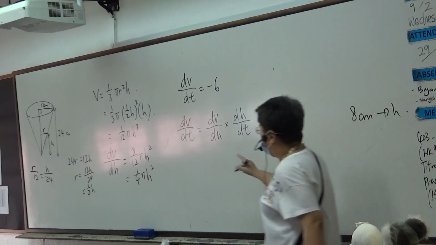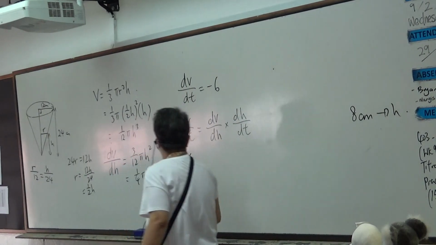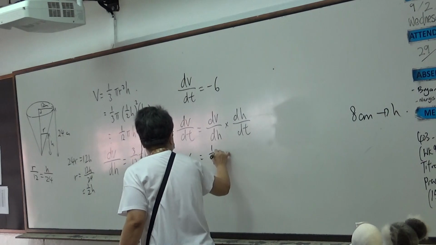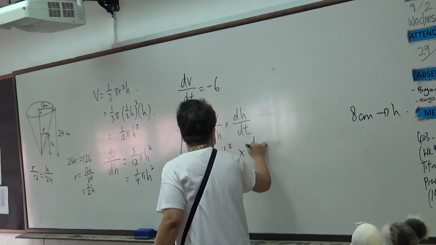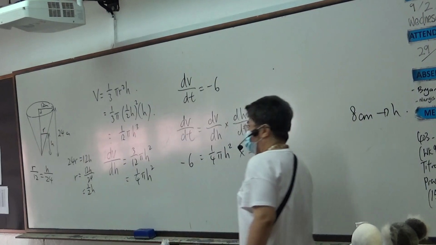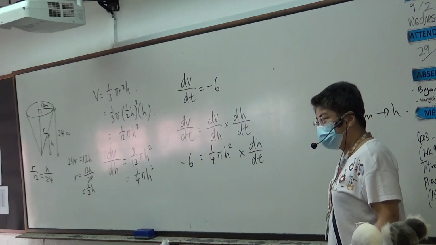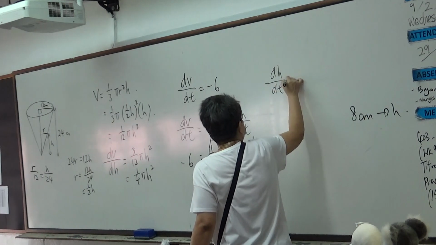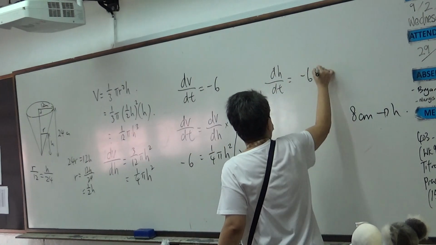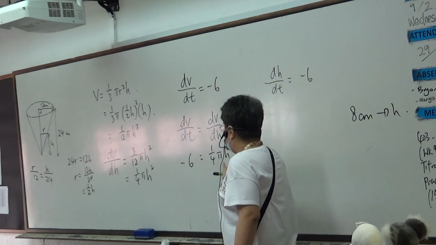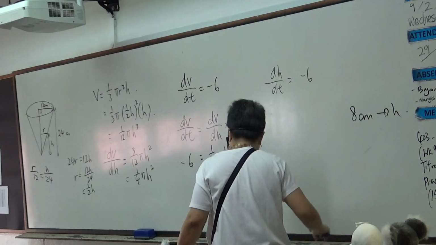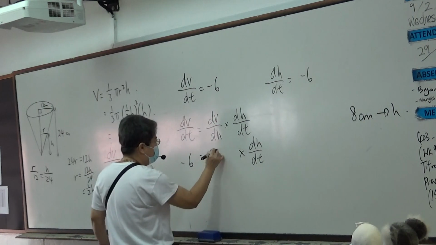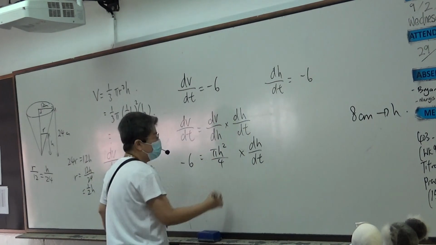Okay? Now, what is dV/dt? I sub in -6, right? What is this? 1/4 pi h squared. Then I don't know dh/dt, right? Correct. So what is dh/dt? It will be -6, I divide by this, right? Now I want to change it so that it's easier for me to manipulate. Do you agree this is the same as pi h squared over 4?